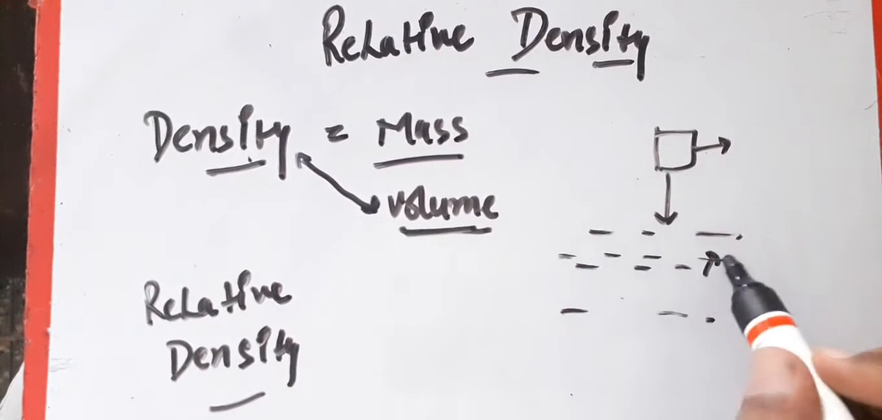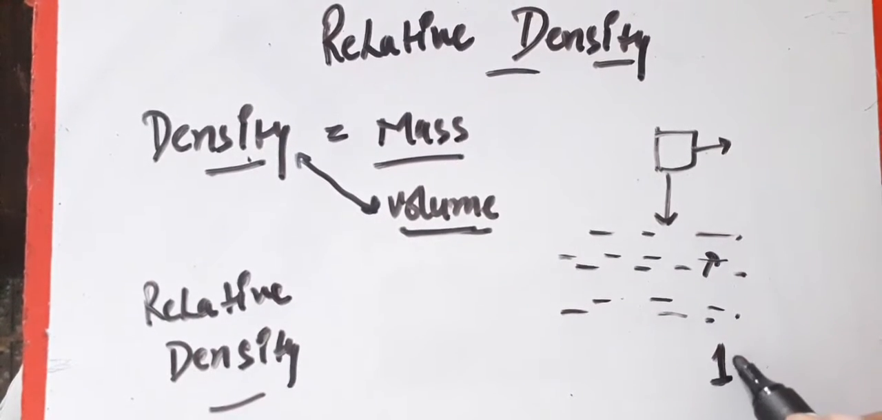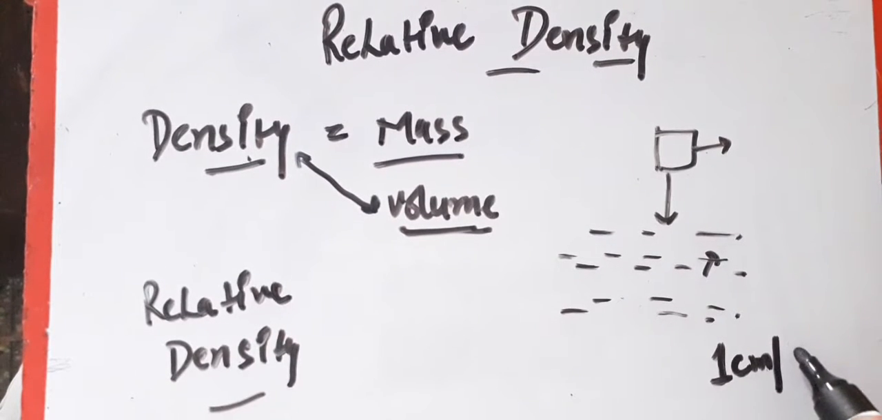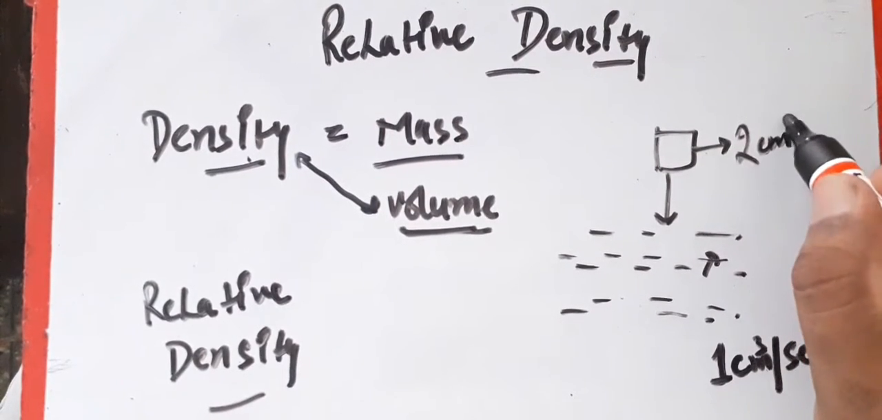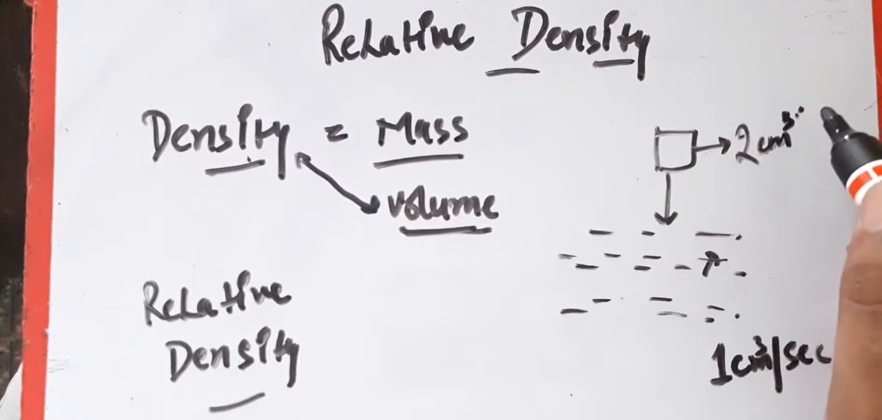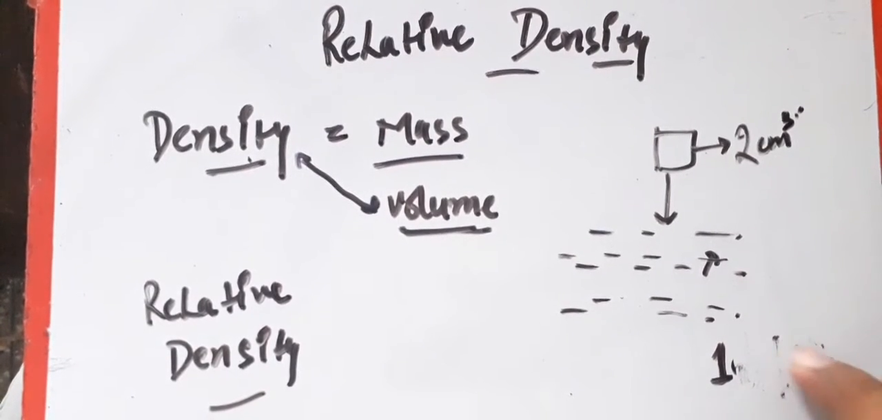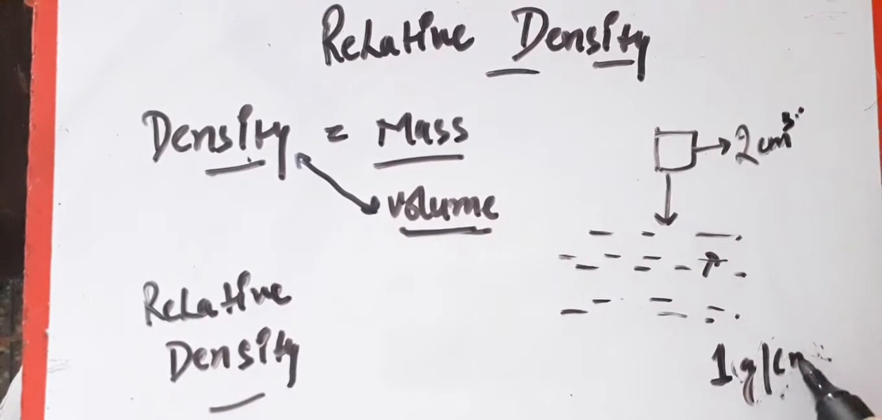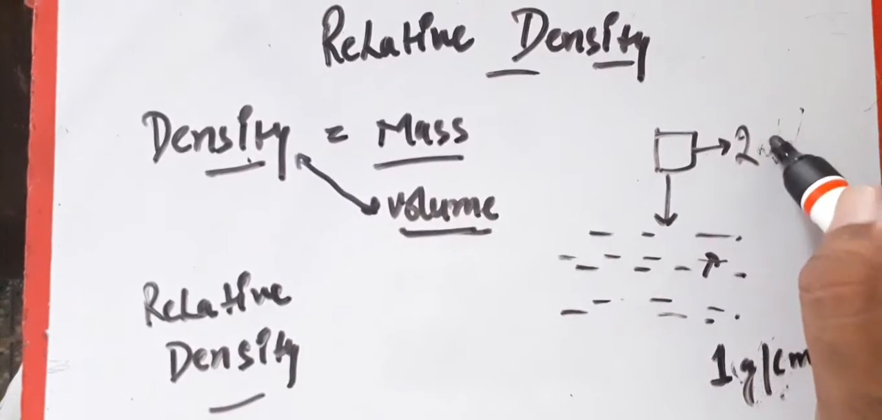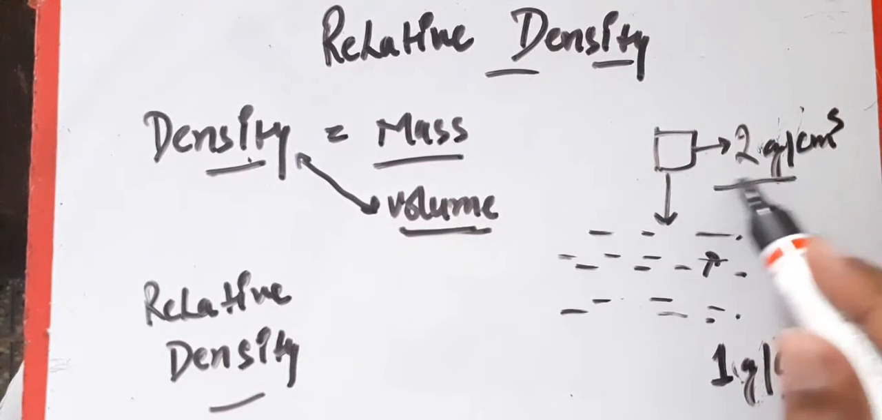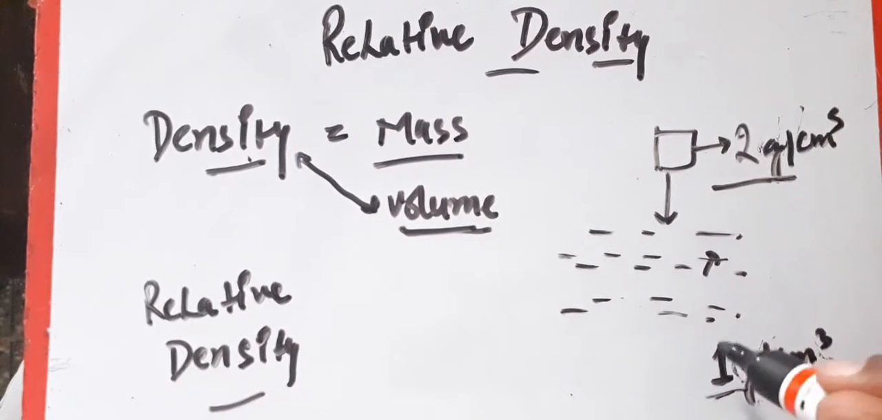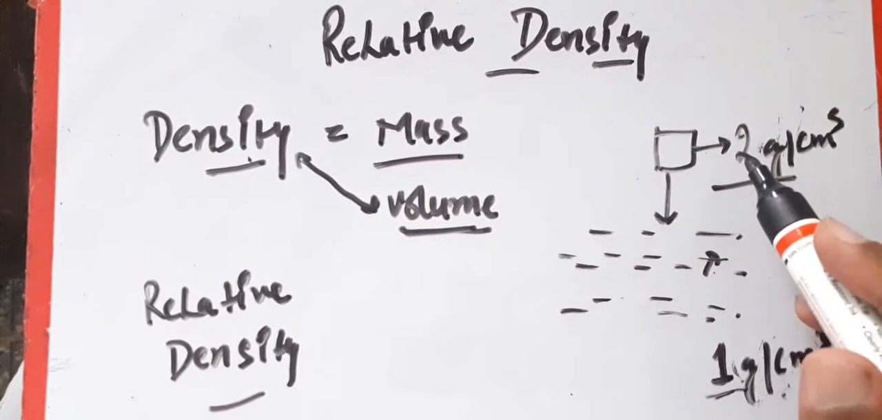Suppose it is dropping into the water, and water density is 1 gram per centimeter cube, and the object which is dropped into it is 2 grams per centimeter cube, because it is mass upon volume, right? So we can see that the object which is dropped has more density than the liquid in which it is dropped, right? So density of water is less as compared to the density of the object.